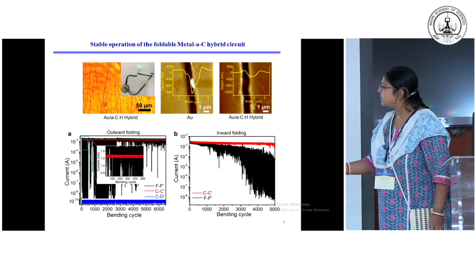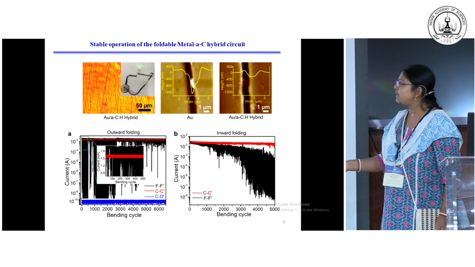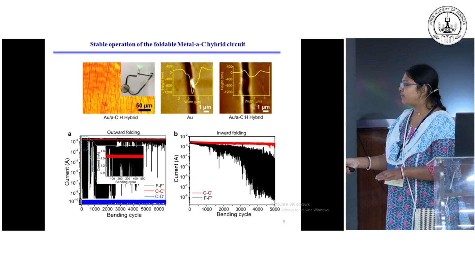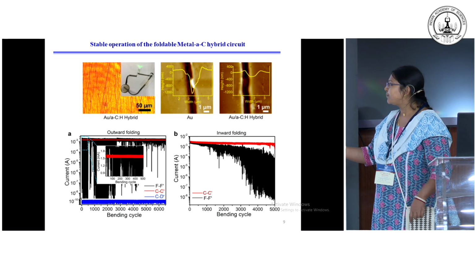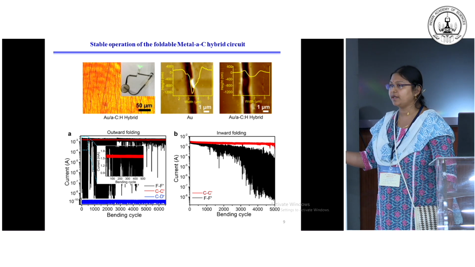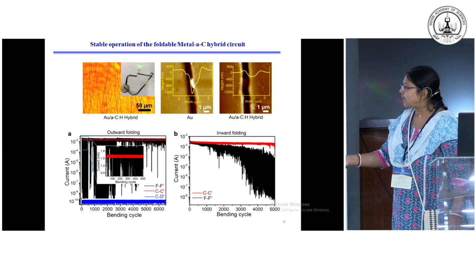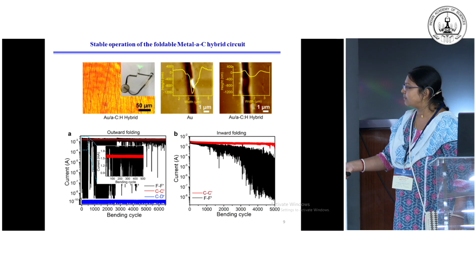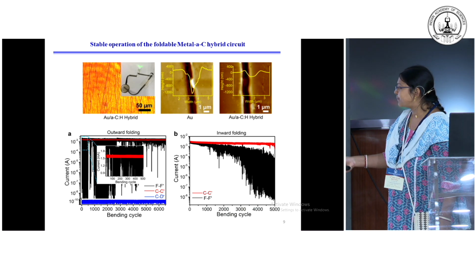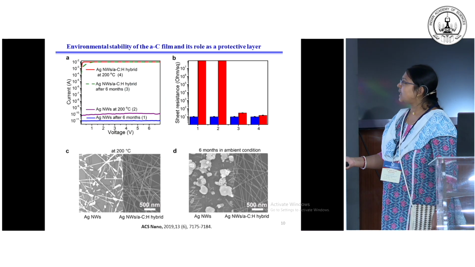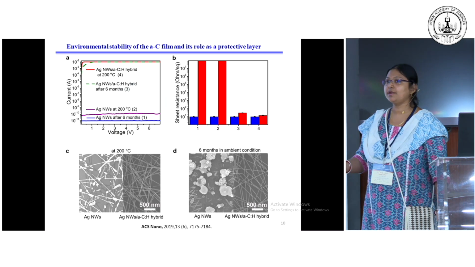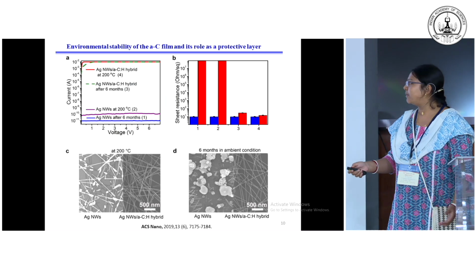And this red line shows the stable electrical operation of the amorphous carbon coated gold metal circuit upon repeated outward, and this is for inward folding, but without any carbon coating the current level drastically fluctuates, you can see. And this amorphous carbon film has also outstanding protective capability.